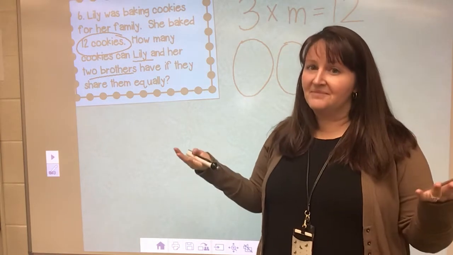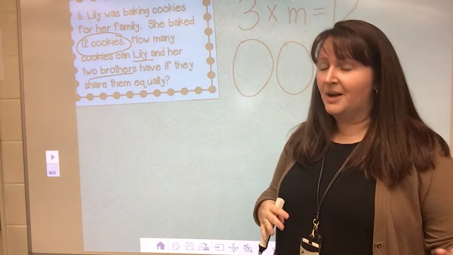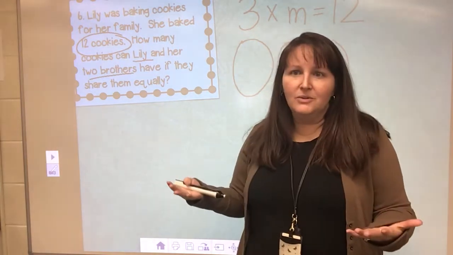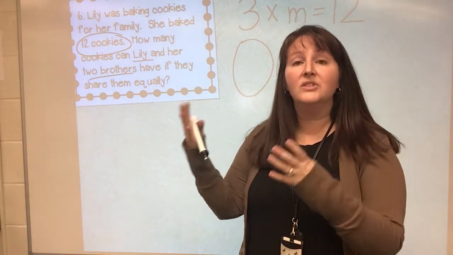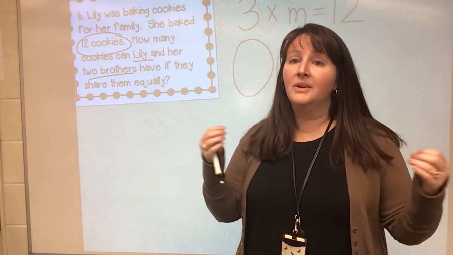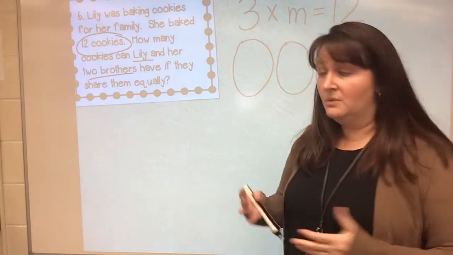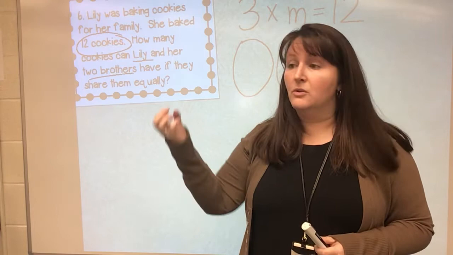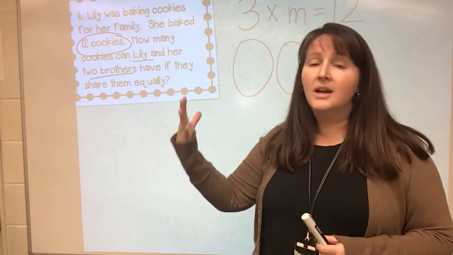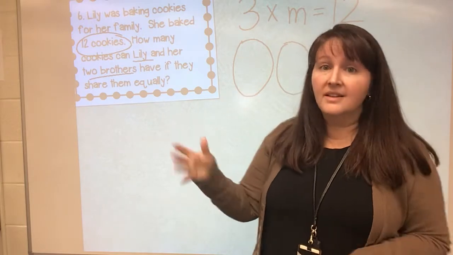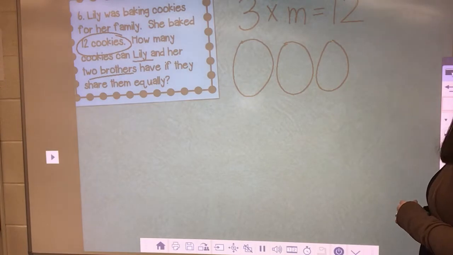Now, remember, multiplication and division are related. When we solve this problem, friends, we're not actually using multiplication. We're using division, because we're going to start with our 12 cookies. We're going to divide them into 3 groups. Now, you can do this one of 2 ways. You can use your counters, draw your 3 groups, and partition out your counters. I'm going to show you how you can just use dots inside the equal groups. So let me change my color here. We're going to make blue dots.